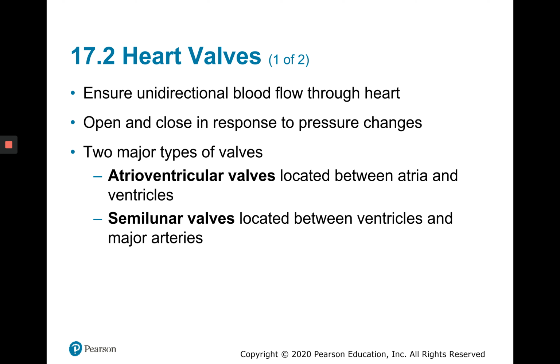Now, the valves that we're about to talk about open and close in response to pressure changes. And there's two major types of valves. It's the AV, or atrioventricular valves, and the semilunar valves. The two atrioventricular valves are located between atria and ventricles. The one on the right is the tricuspid valve, and the one on the left is the mitral valve. The mitral valve is also known as the bicuspid valve. The two semilunar valves are located between ventricles and the major arteries, and they are the pulmonic on the right, or sometimes called the pulmonary valve, and the aortic valve on the left.